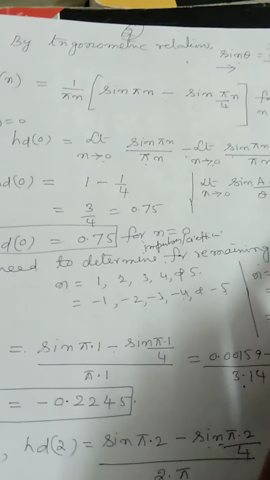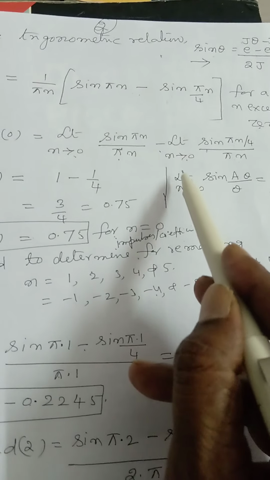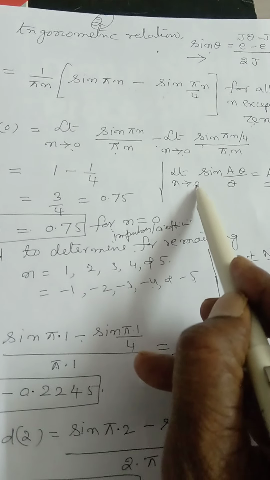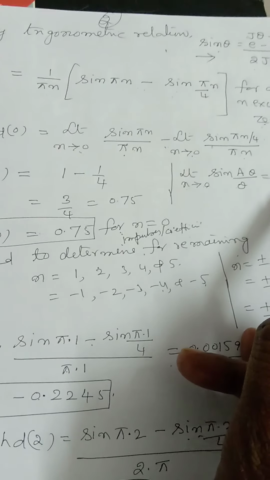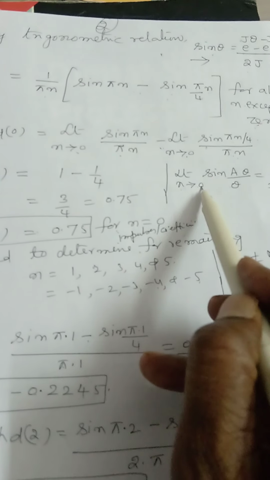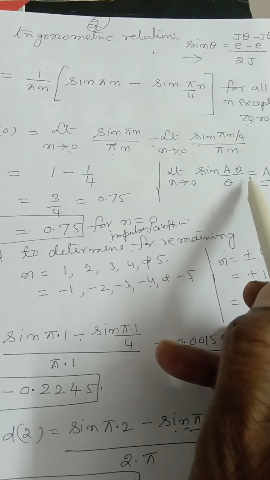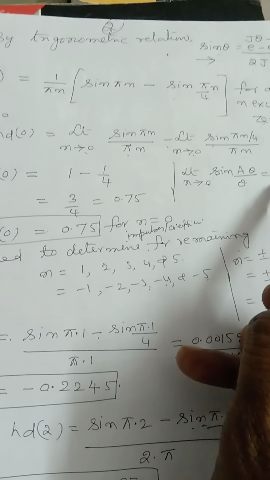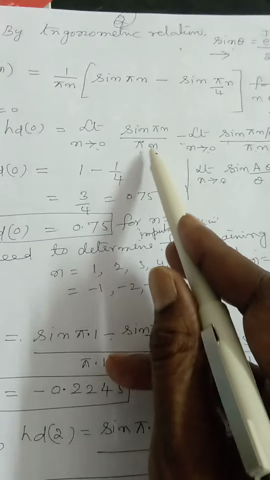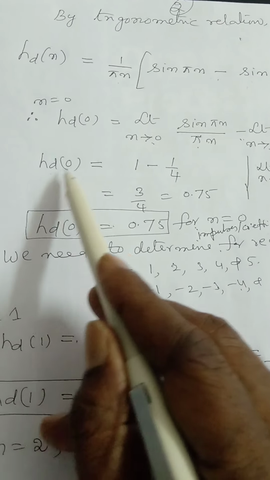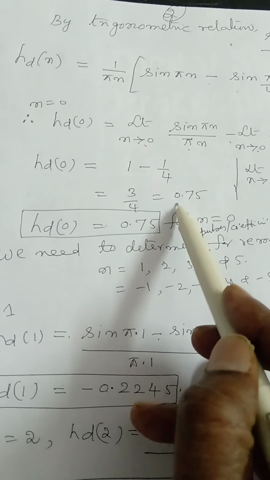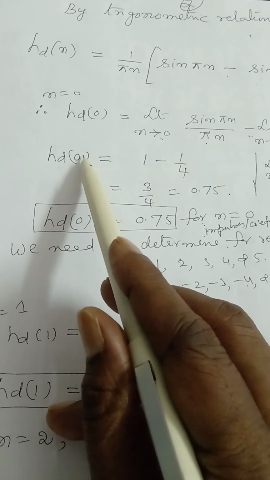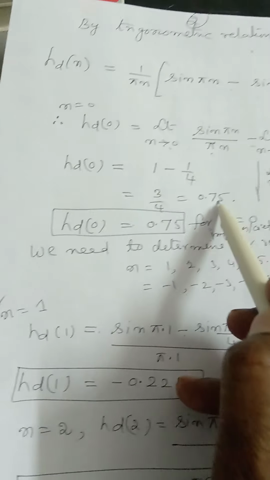Then you know the trigonometric relation, that is, limit n tends to 0 of sin aθ by θ is equal to a. Do you understand? Limit n tends to 0 of sin aθ by θ is equal to a. So this trigonometric relation is applied to the above equation. Therefore, hd of 0 is equal to 1 minus 1 by 4, which is equal to 0.75. This is for n is equal to 0, hd of 0 is equal to 0.75.